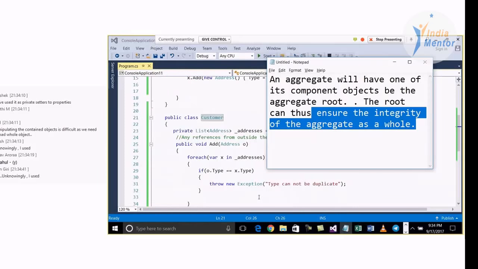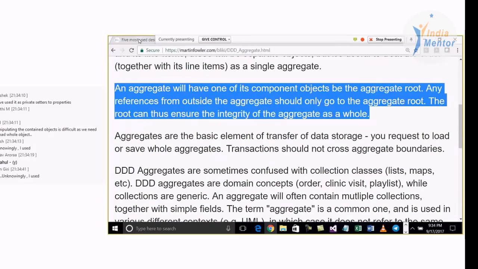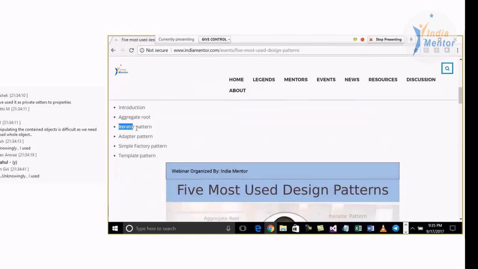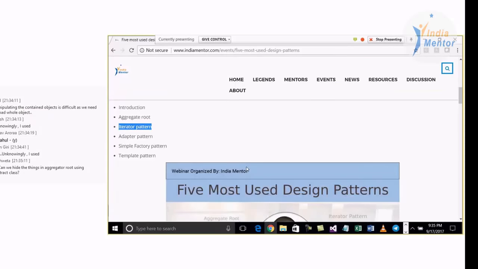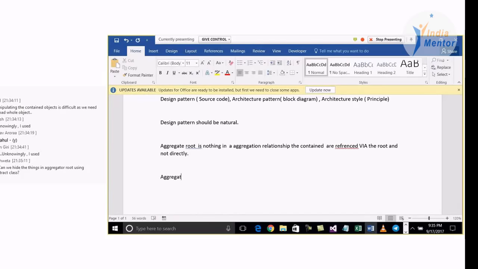The next pattern is very much connected again back to aggregate root. Actually, if you use aggregate root, then you use the iterator pattern, right? Iterator pattern is like a byproduct of aggregate root. Let me put down one more point here in the notes. Aggregate root is complicated, so beware of your root logic becoming complex. So you have to balance between integrity and whether you want your root logic to be complex.